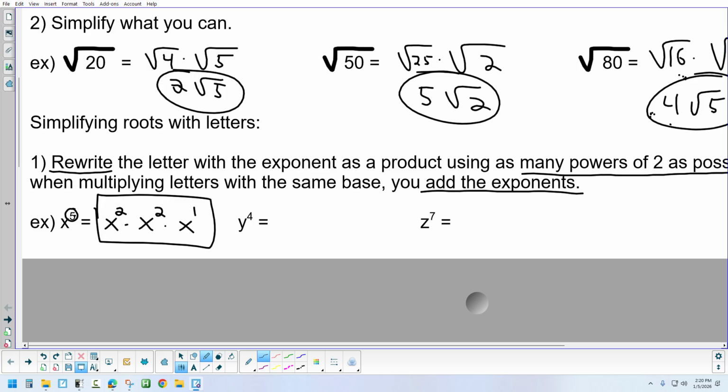Right, let's try the next one, y to the 4th. Can I write y to the 4th with at least 1 power of 2? Yep. Can I put another y to the power of 2? Yep.